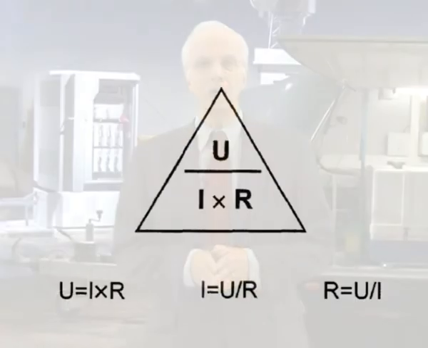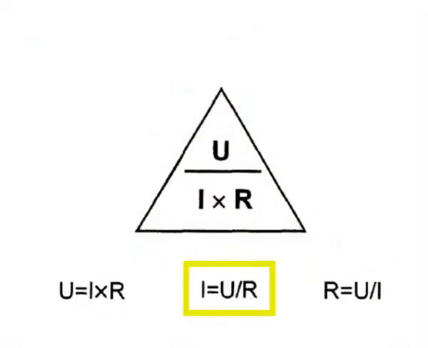The relation between voltage, current, and resistance is called Ohm's law. Ohm's law states that the current flowing in a circuit is proportional to the potential difference across its terminals.